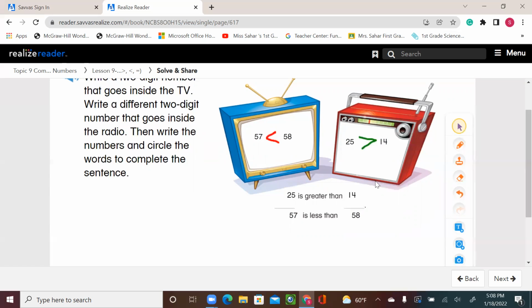That's in the radio, and 57 is less than 58 in the TV. All right, so as I said, you can put any numbers you like.